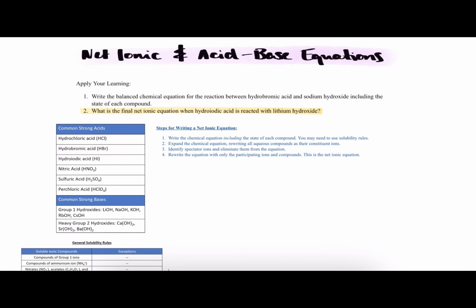Hi everyone, in this video I'll be going over Apply Your Learning question number 2 from the Net Ionic and Acid-Base Equations unit. Question number 2 asks, what is the final net ionic equation when hydroiodic acid is reacted with lithium hydroxide? Looking at our table, we can identify hydroiodic acid as HI, and lithium hydroxide is in the group 1 hydroxide section, and it is denoted as LiOH.